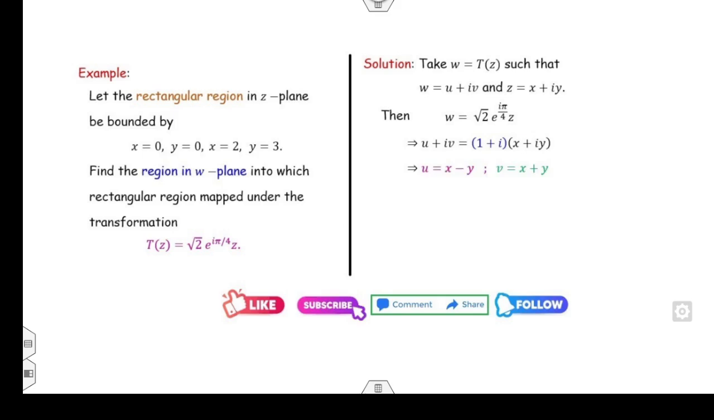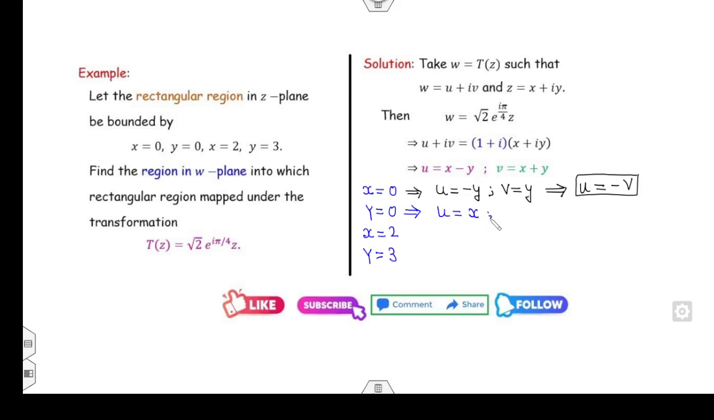Clear? Now what is given to you? The region is x is equal to 0, y is equal to 0, x is equal to 2, y is equal to 3. Now what will happen if x is equal to 0? u is equal to minus y and v is equal to y. So what you obtain from these two equations is that u is equal to minus v. Is it okay? Now look at the second case. When y is equal to 0, u is x and v is equal to x. So this implies u is equal to v.